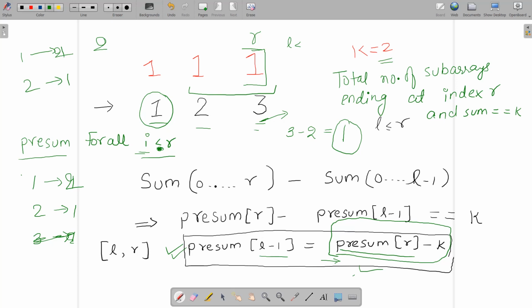Okay, so we will keep track of all the prefix sums of i, and for calculating the total number of subarrays ending at the current index, we will find the value prefix sum of r minus k, and we will find all those frequencies which match this value. If we get that value, we will increment our answer by it, which is the total number of subarrays ending at the current index r. We do that for every index, and then we get the total number of subarrays in our original array which have a sum exactly equal to k, right?